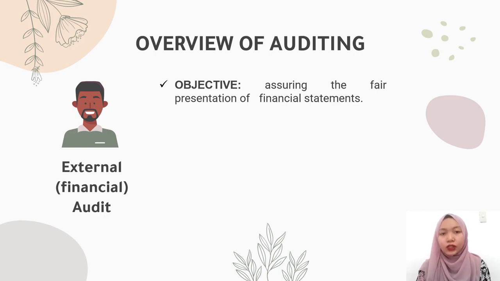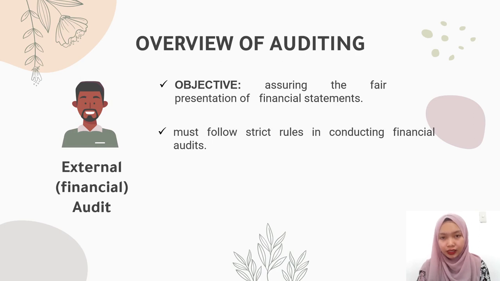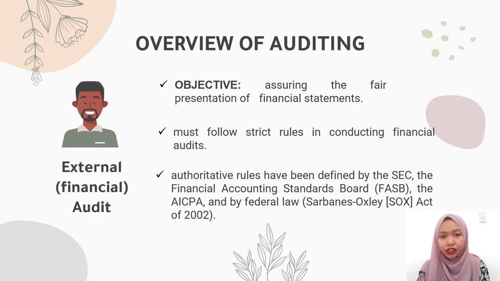So, the external auditor must follow strict rules in conducting financial audits, and these authoritative rules have been defined by the Securities and Exchange Commission, the Financial Accounting Standards Board, the AICPA, and by federal law, which is the Sarbanes-Oxley or the SOX Act of 2002. So what is this Sarbanes-Oxley Act of 2002? It is actually a federal law that established sweeping auditing and financial regulations for public companies.